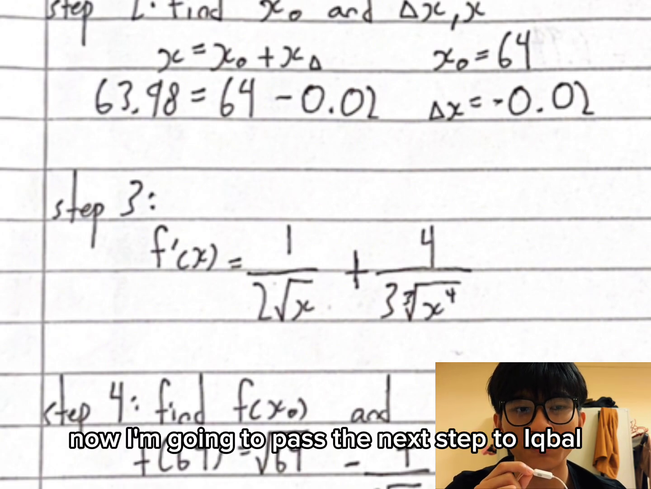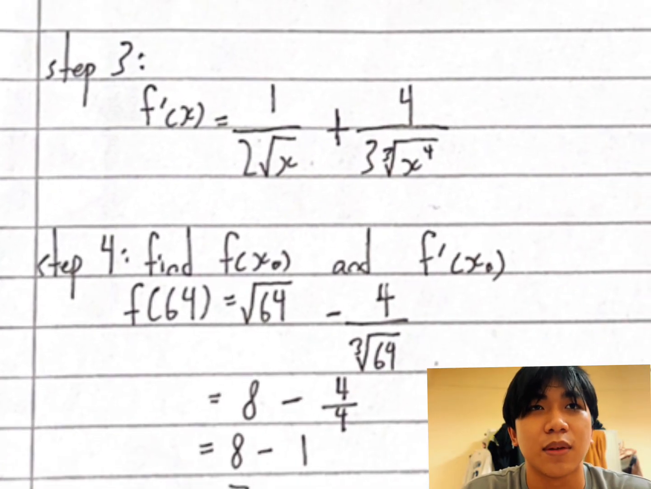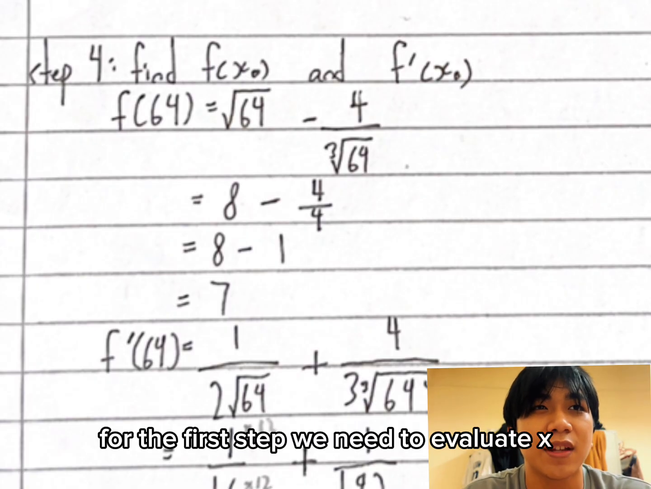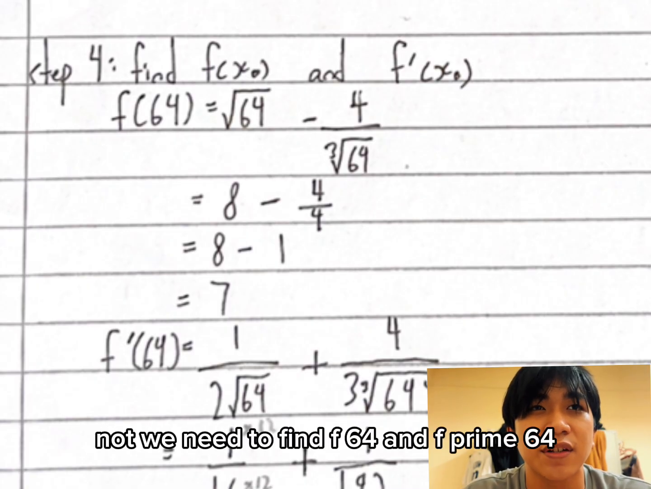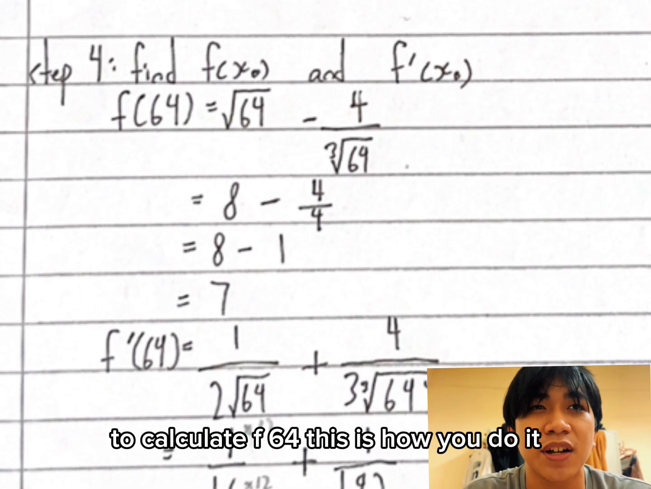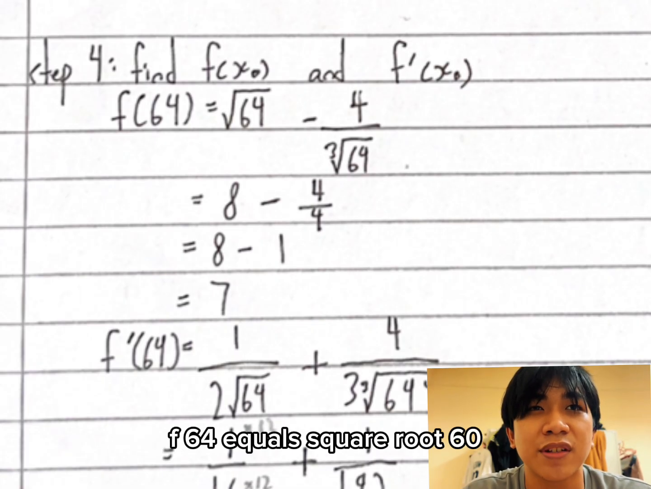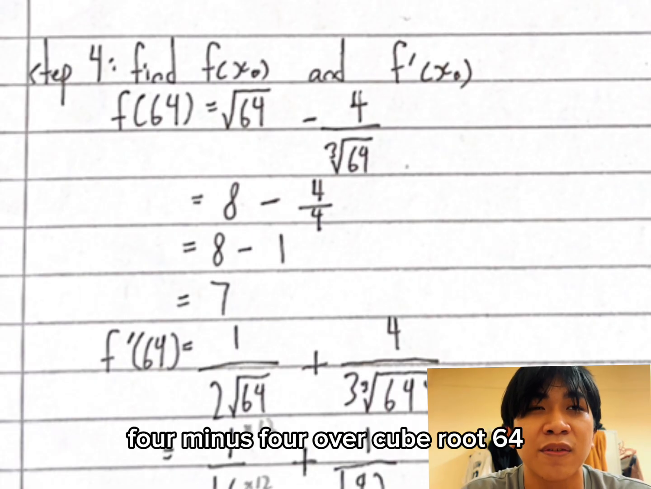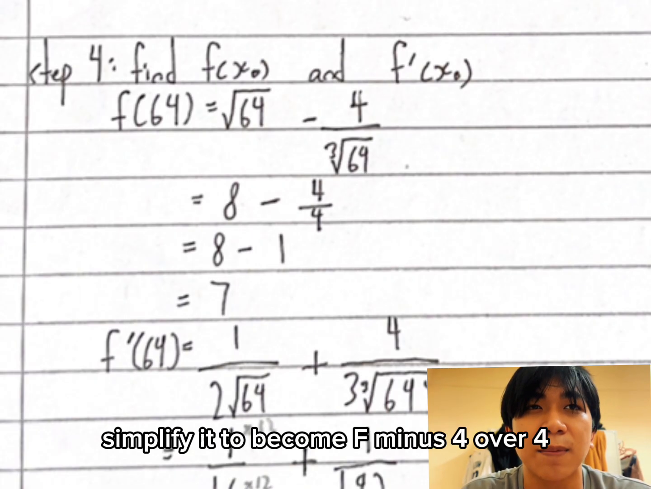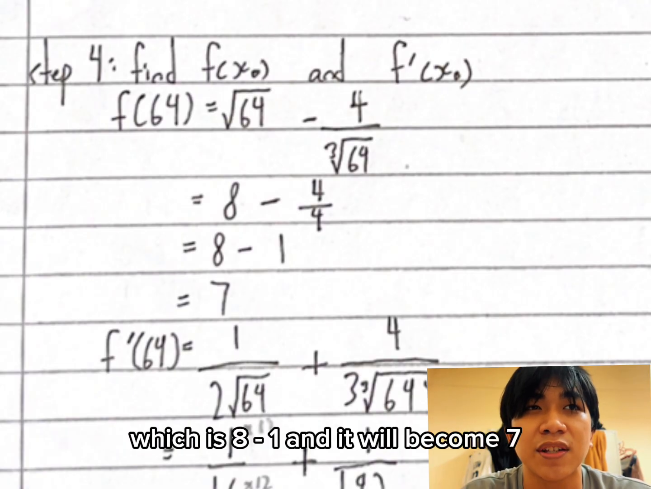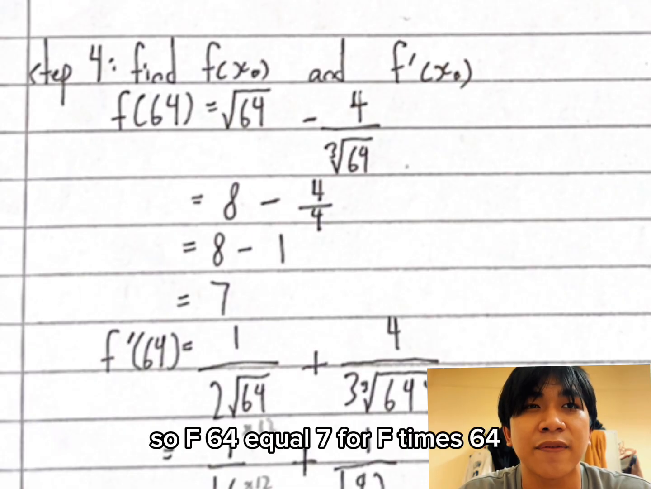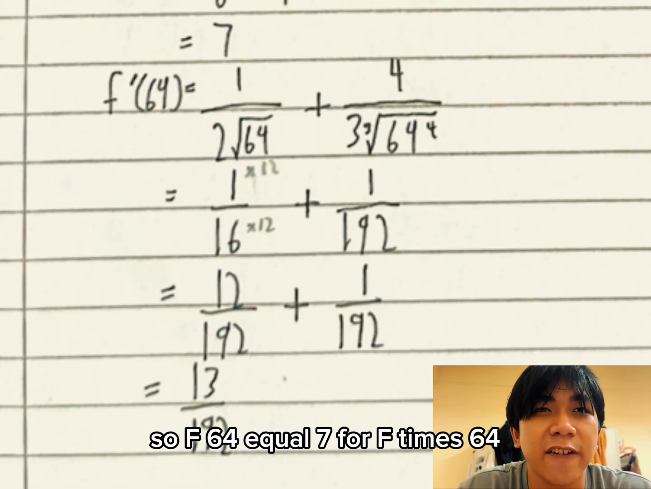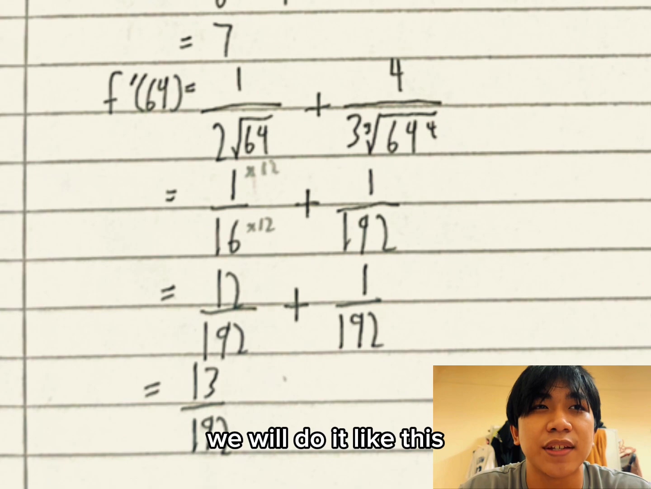Now, I'm going to pass the next step to Iqbal. For the fourth step, we need to evaluate at x0. We need to find f(64) and f prime of 64. To calculate f(64), this is how you do it. f(64) equals square root of 64 minus 4 over cube root of 64. Simplify it to become 8 minus 4 over 4, which is 8 minus 1, and it will become 7, so f(64) equals 7.